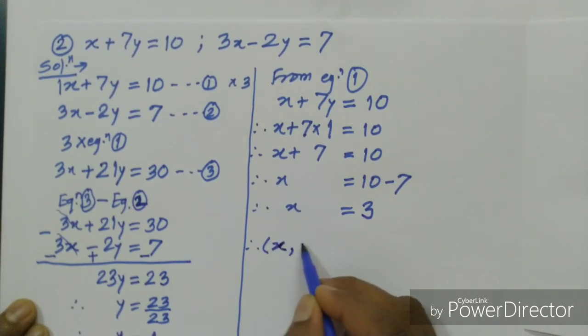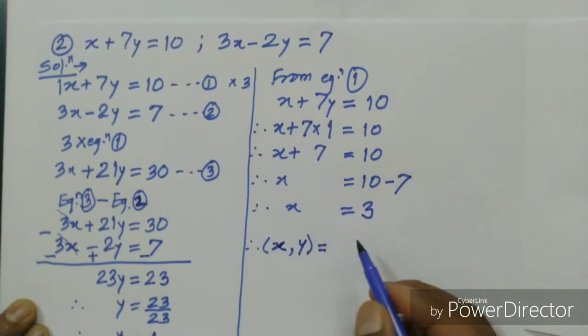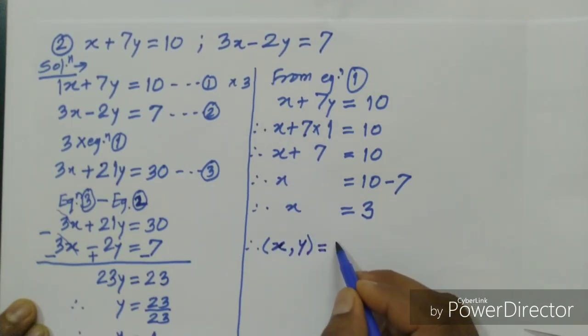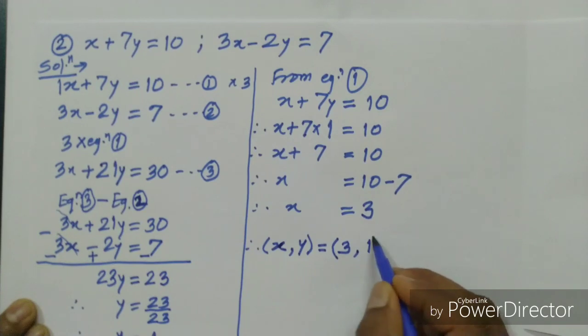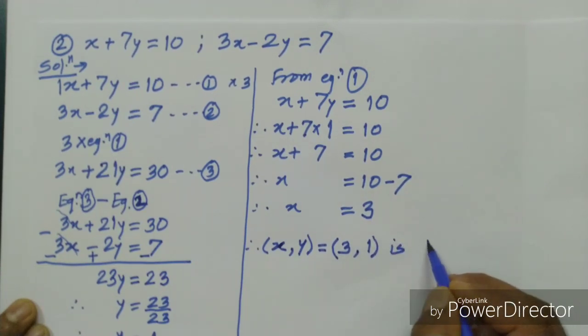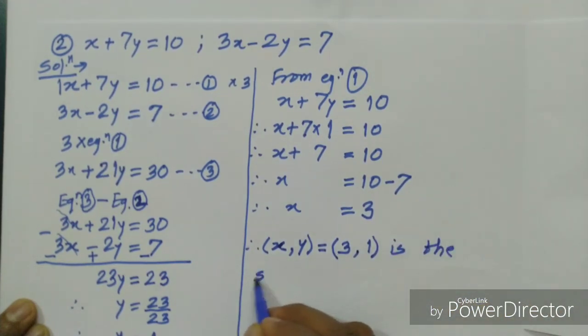The first variable is x, the second variable is y. The value of x is 3 and the value of y is 1, that is the solution.